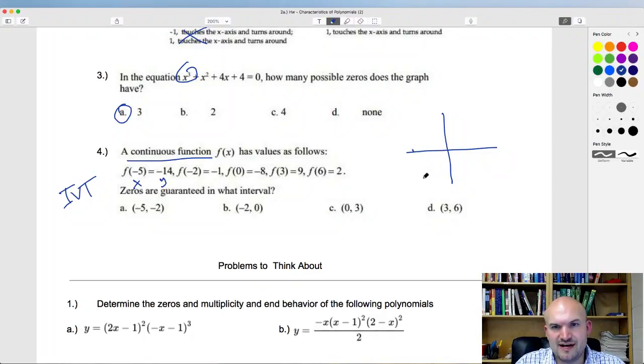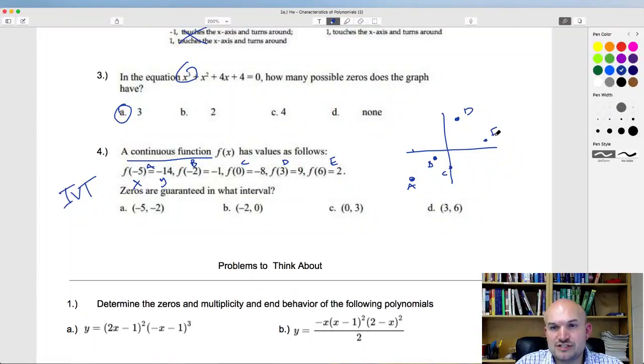So let's say -5, -14. And then we have -2, -1. We have f of 0, -8. Let's give these values. Let's call this A, B, C, D, and E, so we can keep track of them. D is going to be 3, 9, and E is going to be 6, 2.